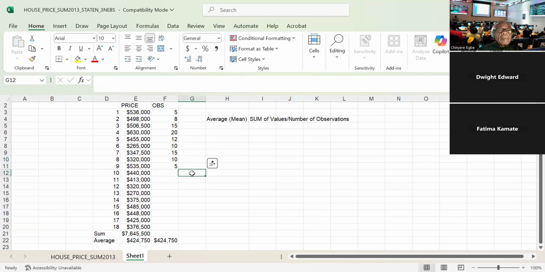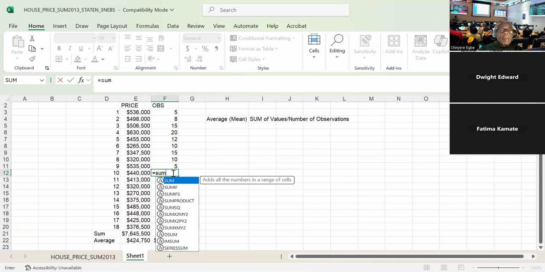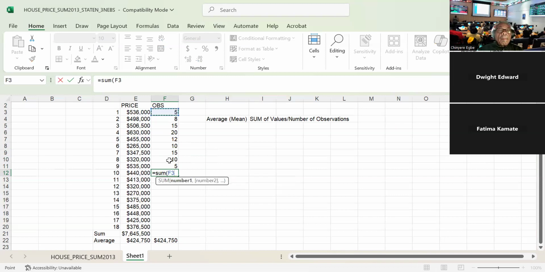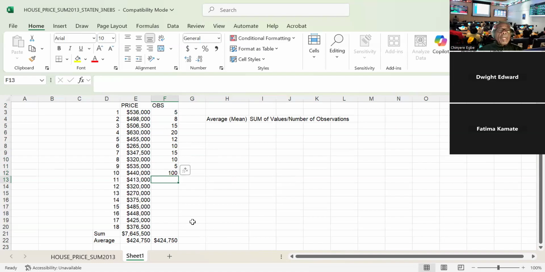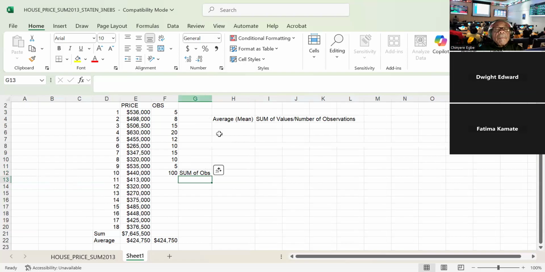Let us see what happens here. Okay. How many houses are we looking at? Okay, there are 100 houses between the beginning and the first 10 rows, 100 houses. So this is the sum of observations, okay? This is the sum of observations.